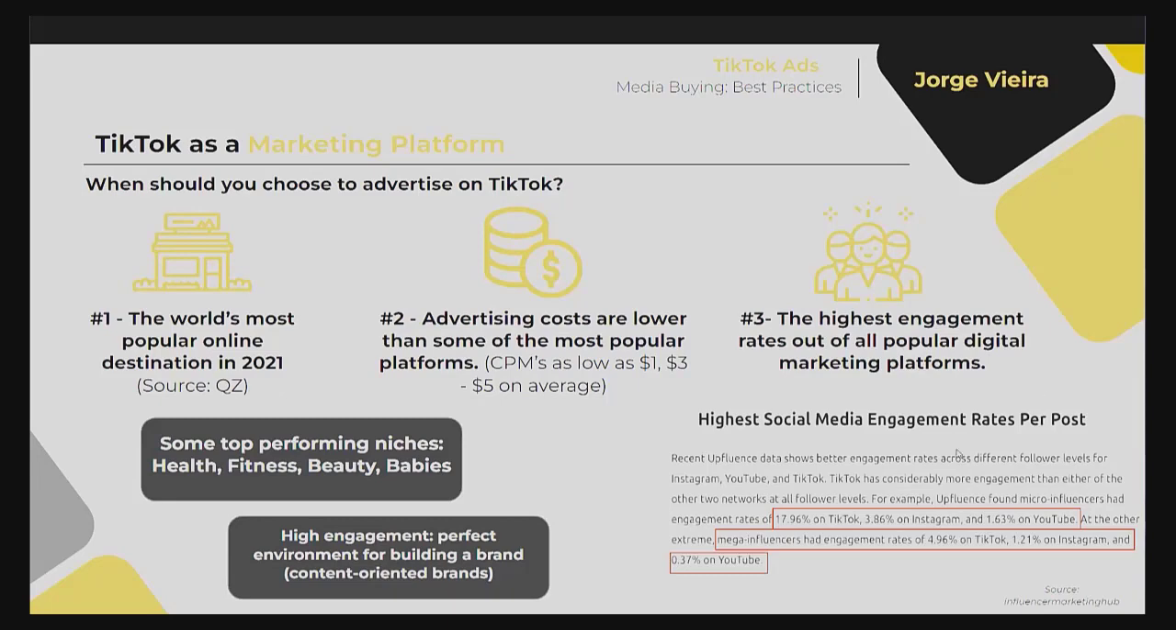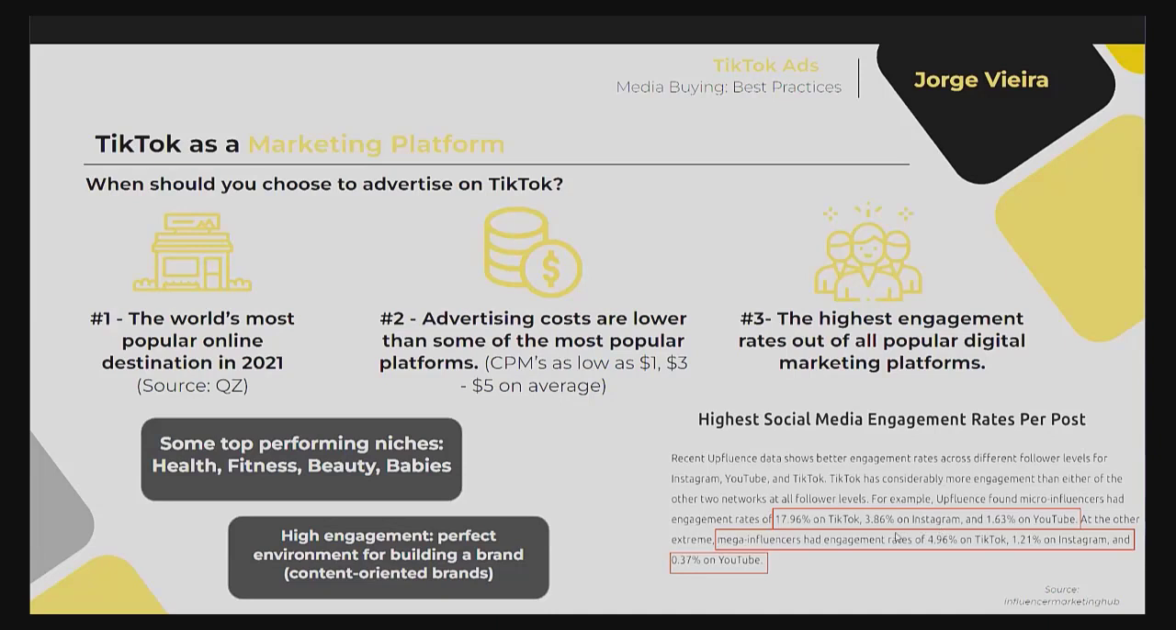So we have a little information here from Influencer Marketing Hub. They did a little study on the average engagement rates from some of the most popular marketing platforms, and you can see the contrast is very obvious. From micro influencers, you get about 18% engagement rate on TikTok on average, when you get about 4 on Instagram and like 1.5 on YouTube. For mega influencers, broader audiences tend to have lower engagement rates. You still have 5% on TikTok on average, 1.21 on Instagram, and 0.23 or 0.37 on YouTube.